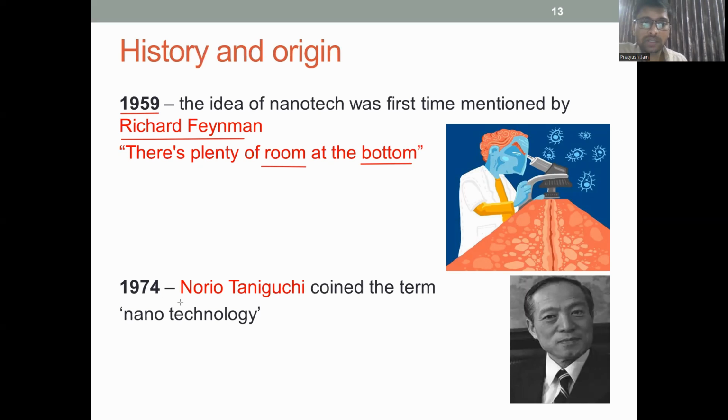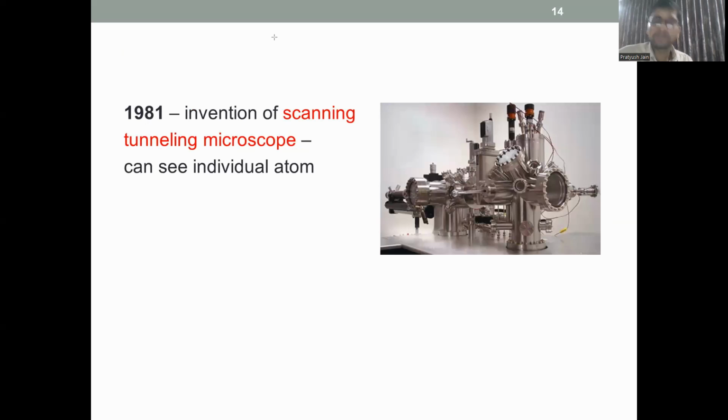In 1974, a Japanese scientist, Norio Taniguchi, coined the term nanotechnology. So the term nanotechnology was first coined in 1974. The first major milestone in the field of nanotechnology came about in 1981 with the invention of the scanning tunneling microscope. It had such a fine resolution that it could see an individual atom. So for the first time, humanity could see at the resolution of an individual atom, at the scale of the nano level.